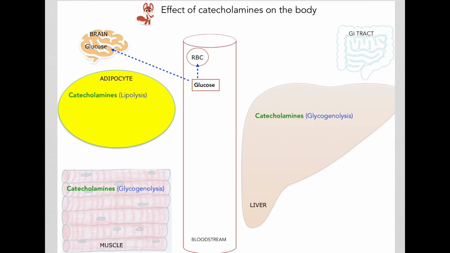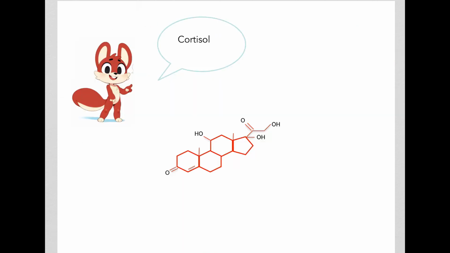So that's how the catecholamines help the body during starvation. They increase the breakdown of glycogen in the liver as well as the muscles, and increase lipolysis in the adipocytes. Another hormone that increases during starvation is cortisol. So here's the structure of cortisol. Notice that this is a steroid hormone.